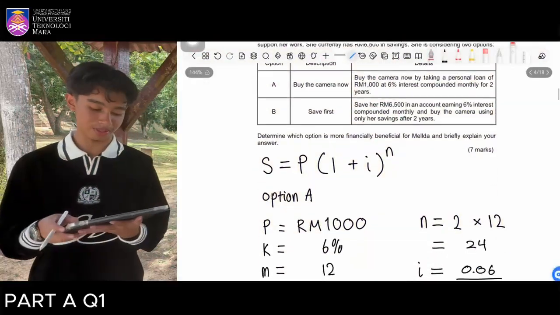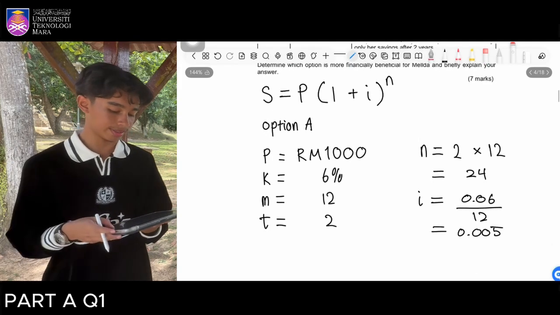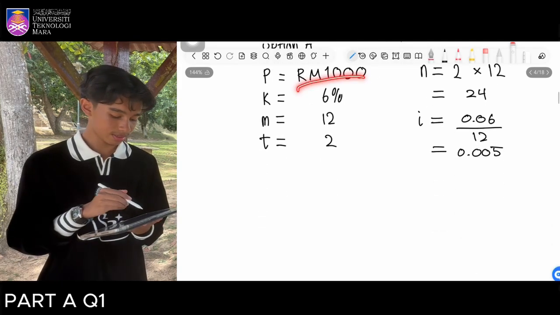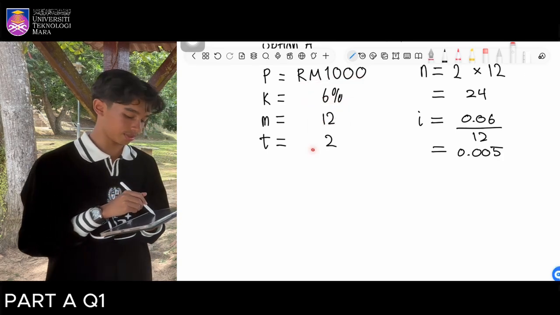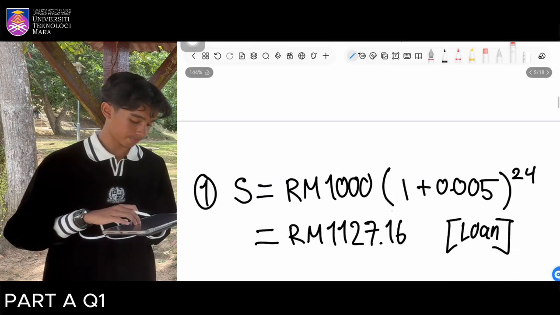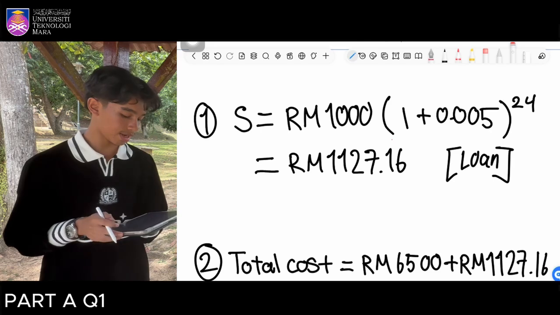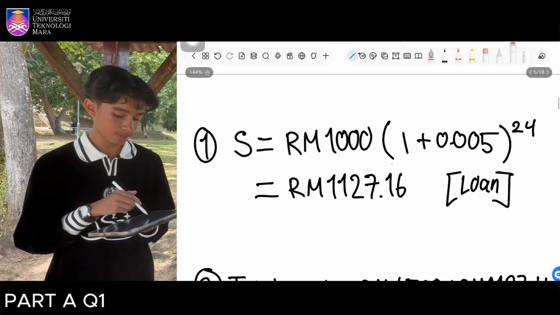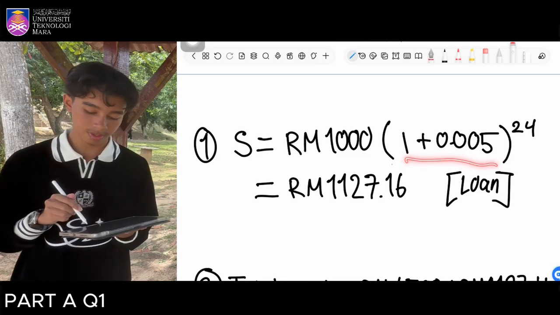Part A, question 1. Option A: based on the information given here, P is RM 1000, K is 6%, M is 12, which is compounded monthly, T is 2 years, N is 34, I is 0.005. The first step, we use the compound interest formula, which is S equals RM 1000 in bracket 1 plus 0.005 power of 34.